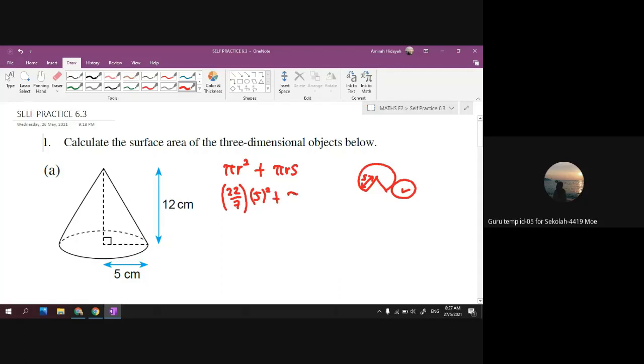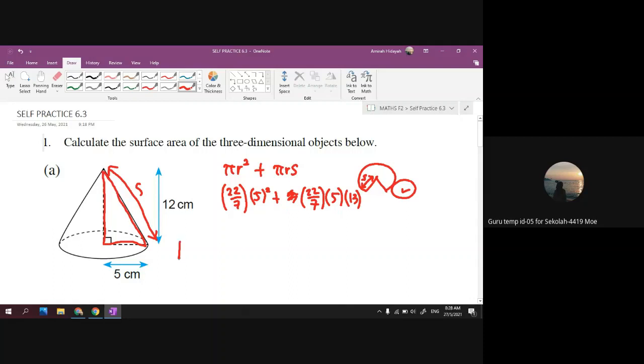Plus 22/7, dia adalah 5. Dan S dia adalah 13. So kalau tengok bentangan ni, okay, dia punya net S dia dekat sini. So kalau dalam bentuk 3D ni, S dia di sini. Okay, ni S dia. So kalau kamu perasan sini adalah bentuk 3 segi. So kamu guna Pythagoras theorem to find the S.